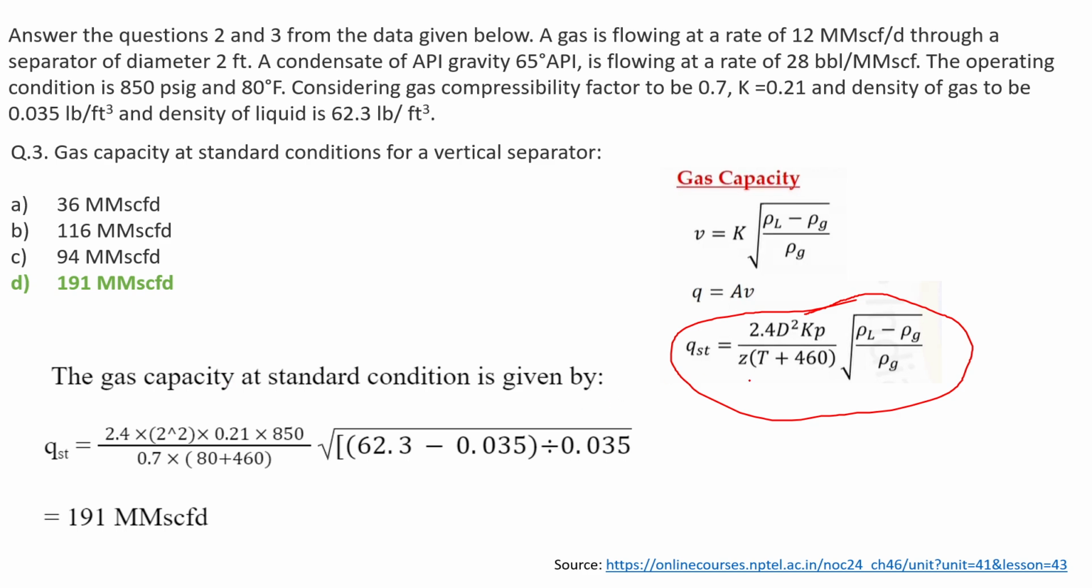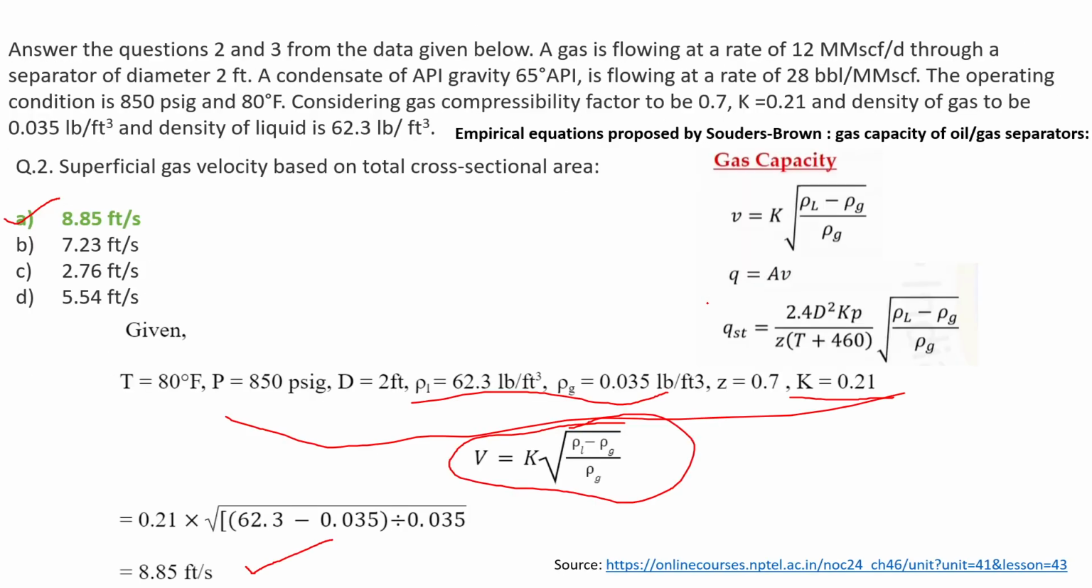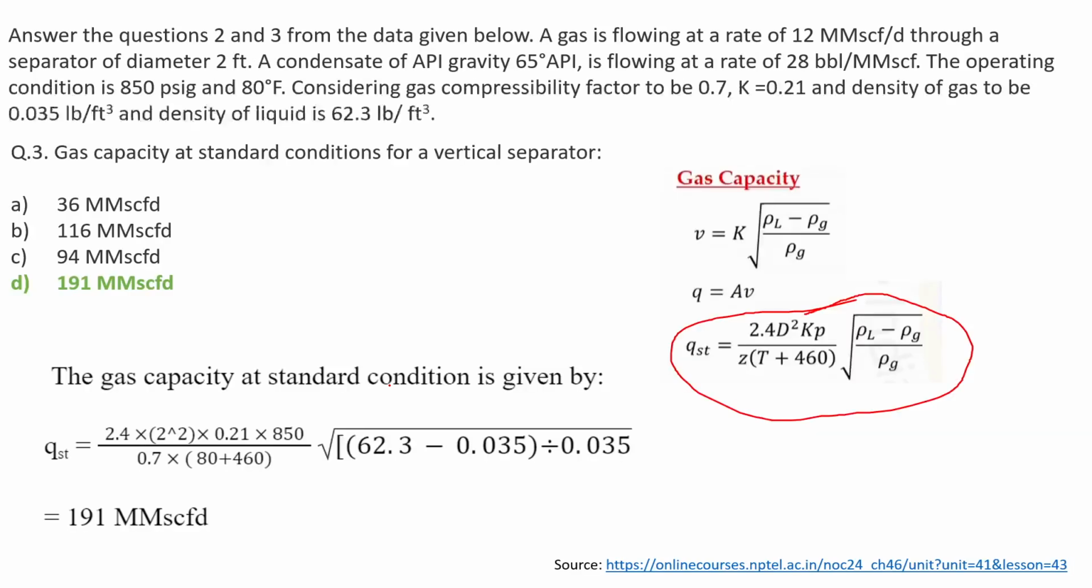So putting the values in this equation, as we already know the value of K and densities, the temperature and the value of Z, which is given as 0.7. The diameter is also given, that is 2 feet. So when we put all these values, we can directly find out the gas capacity value, which comes out as 191 MMSCFD. That is option B.